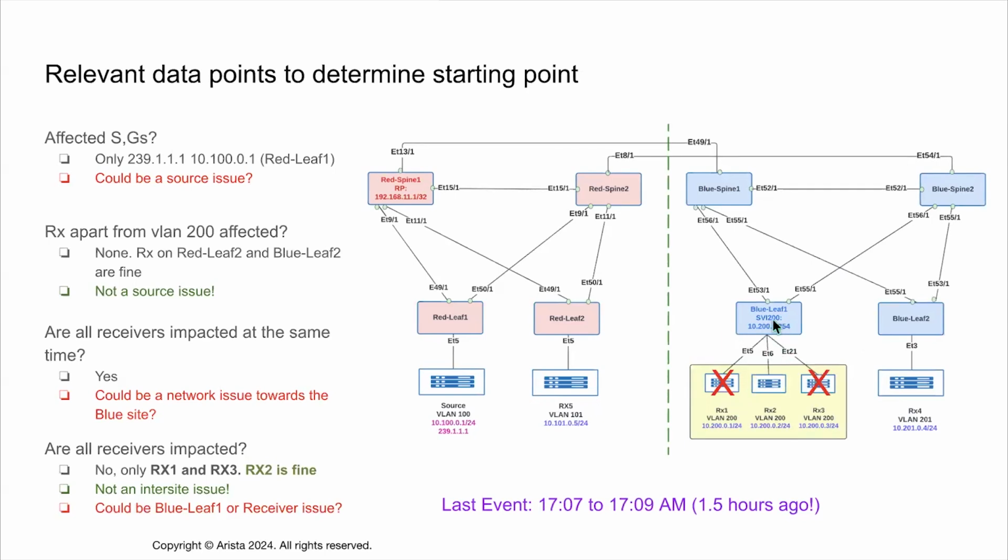So with this, we've basically eliminated all of the devices above the last hop router. And so our suspect is going to be somewhere at the last hop router or the receivers. All right, so with this, I'm reliably sure that I want to start troubleshooting from the receiver side of the network. So we can jump onto the CLI and take a look there.